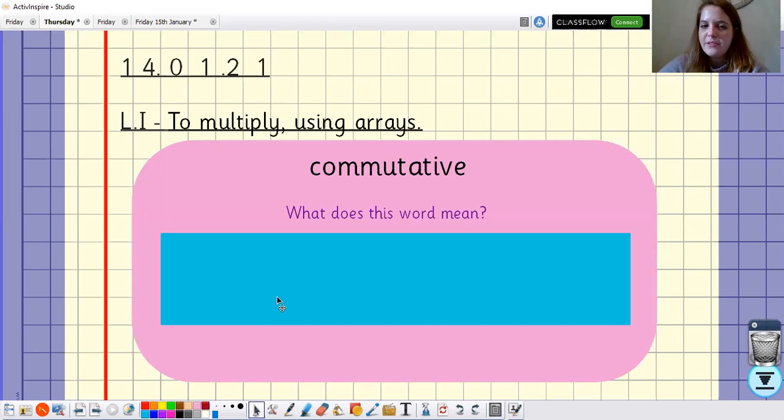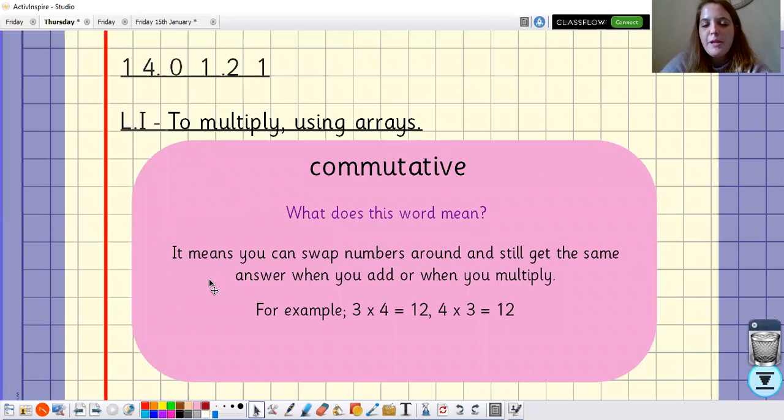Okay, so the word commutative means you can swap numbers around and still get the same answer when you add or when you multiply. So for example, the number sentence 3 multiplied by 4 equals 12 could also be written 4 multiplied by 3 equals 12. We're using the same numbers, but the number sentence can just be written both ways around.